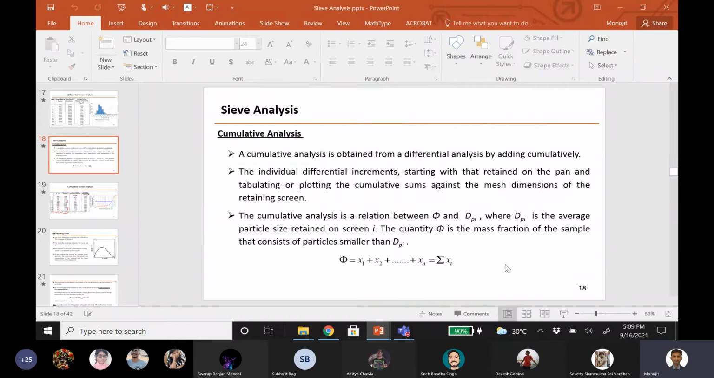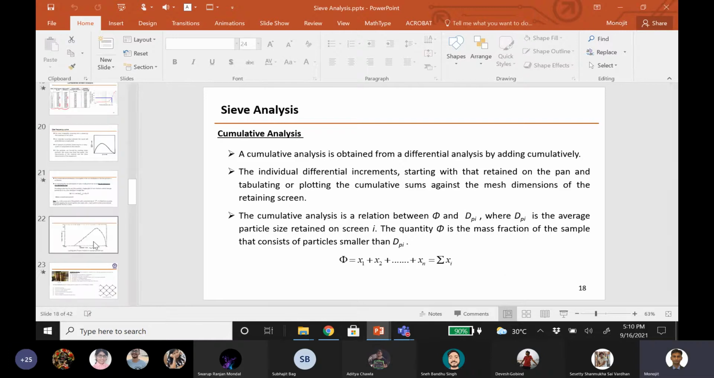Yes, sir. So dpi means the average particle size on that specific screen, right? Yes, sir. So if I consider the ith screen, I have to take phi as the cumulative mass fraction of all the particles which are smaller than dpi. So I cannot take into consideration that specific screen. I have to take all the particles which are below that.